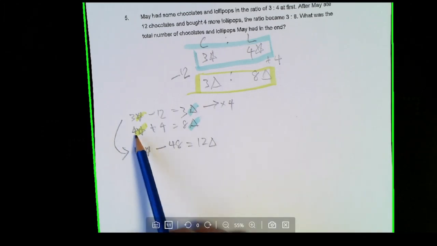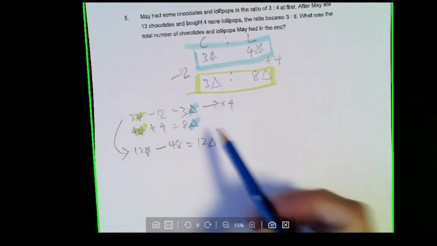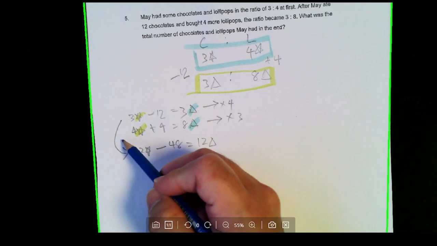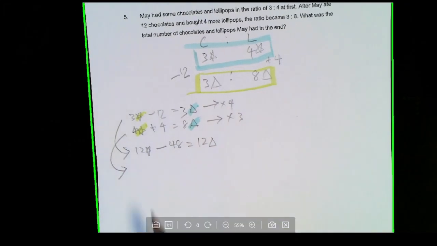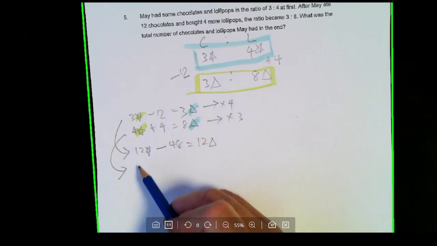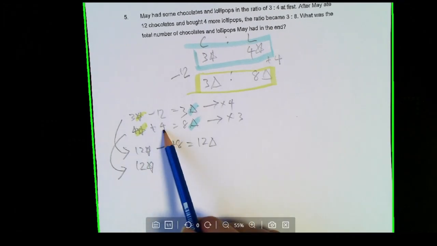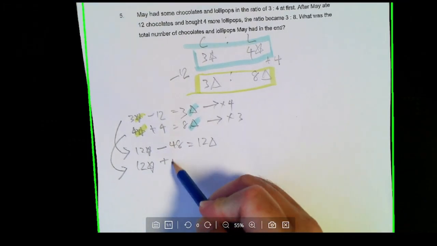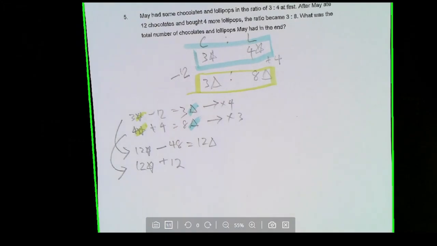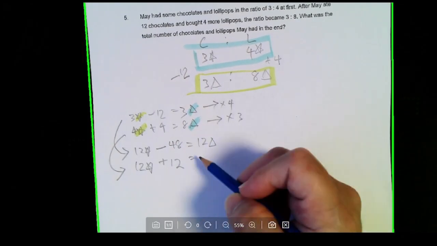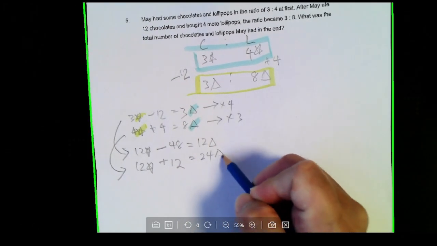Now, in this second equation, I need to make this one 12 as well. So how? This whole equation, I need to times 3. Right here, 4 star times 3, you get 12 star. 4 times 3 is 12. 8 triangle times 3, you get 24 triangle. Okay?